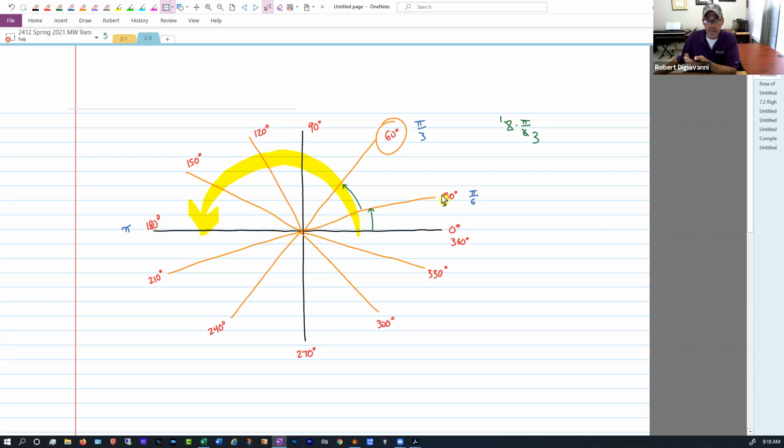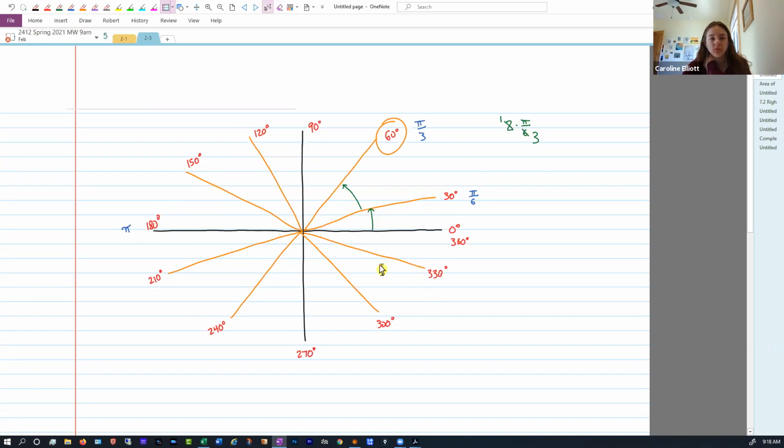Okay, that all makes sense. I didn't know pi was half a rotation. Yes, pi is always going to be half of our rotation around. And 2 pi is all the way around, right? So pi takes you halfway, 2 pi takes you all the way back.